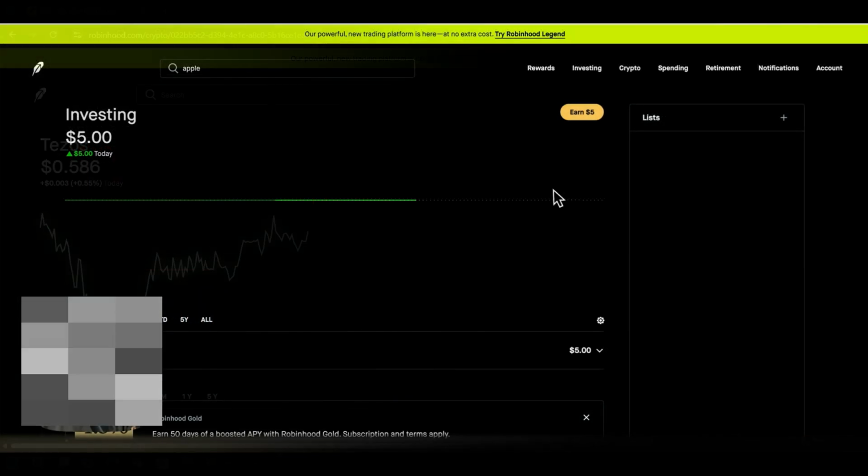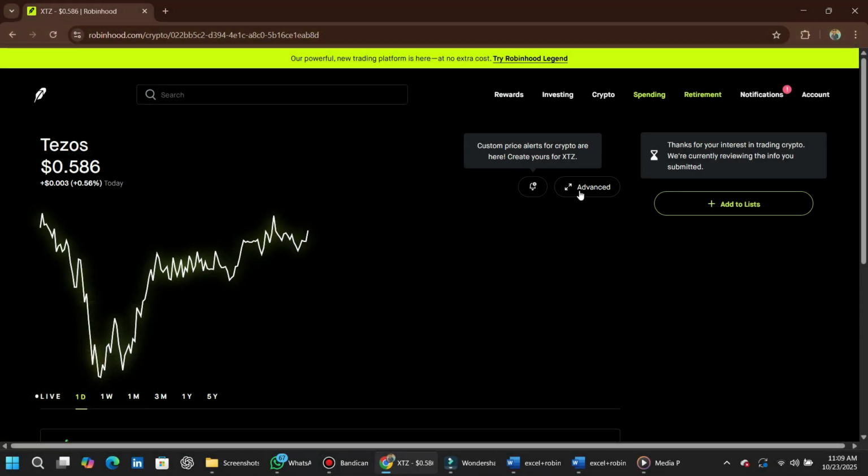To sell, go back to the same stock, tap Trade, and then tap Sell. Enter the number of shares you want to sell and confirm the order the same way. You can track your performance anytime under the Portfolio tab.